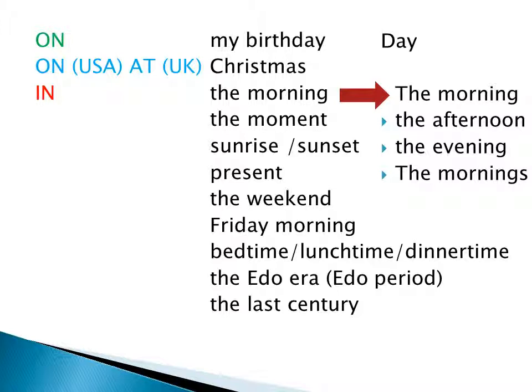The moment. So the moment is really a point in time. So I'll put at the moment. Sunrise and sunset. Also a set phrase. We'll say at sunrise or at sunset. It's not a very long time. It's a point in time. Present. Present means now, right now. So in this situation, it's like a point in time. Again, I'll say at present. However, when we use it, it could mean more than just a point in time. For example, I'm very busy at present. I'm working with Mike at present.